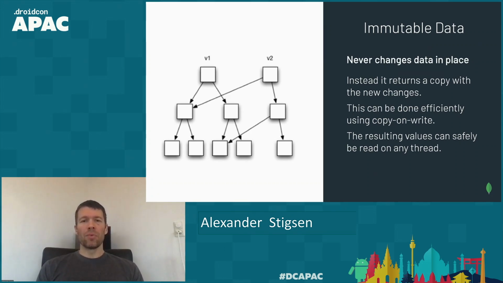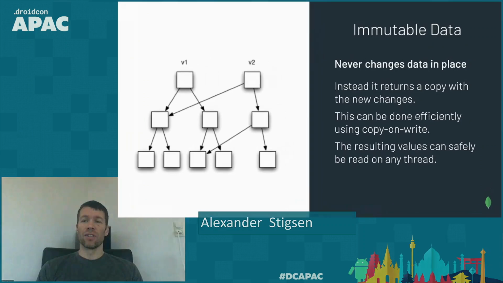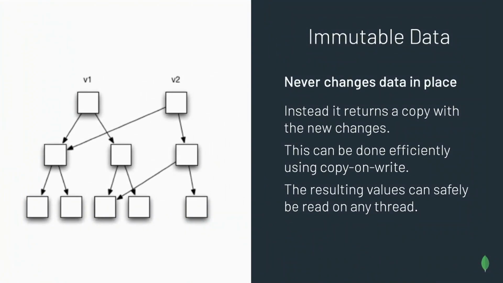And the idea behind immutability, which comes from functional programming originally, is, what if instead of mutating, changing the data in place, which is what you do with plain objects, every time we made a change, we actually returned a new copy of the data with the new changes.